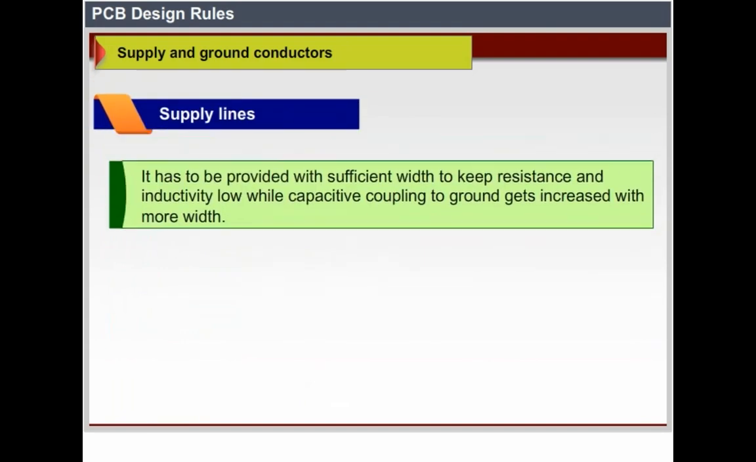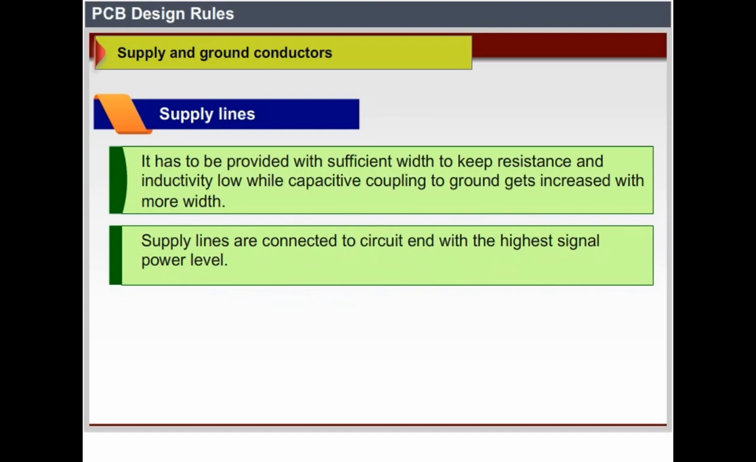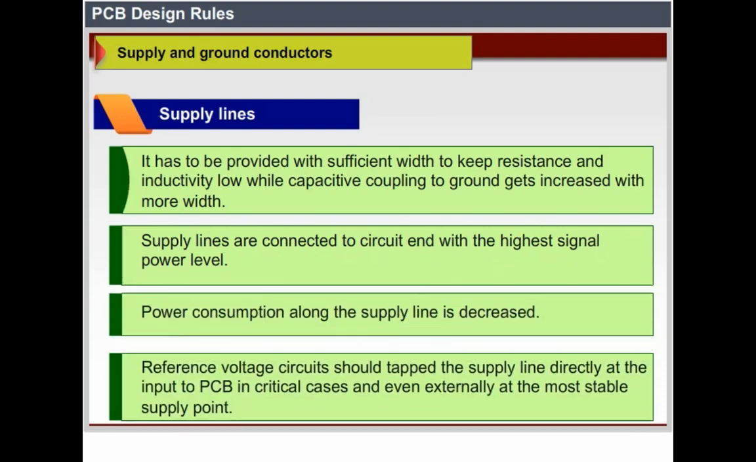Supply lines. They have to be provided with sufficient width to keep resistance and inductivity low, while capacitive coupling to the ground gets increased with more width. Supply lines are connected to the circuit end with the highest signal power level. Power consumption along the supply line is decreased.